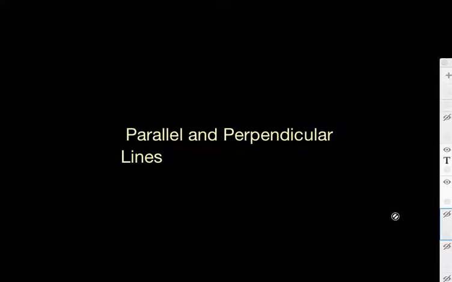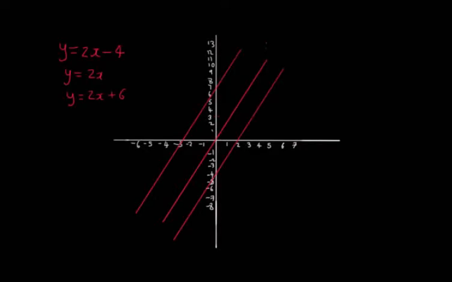We're going to look at parallel and perpendicular lines. So let's get rid of that. Now let's look at these three lines. We've got y equals 2x minus 4, y equals 2x, y equals 2x plus 6. All three lines are parallel to one another.